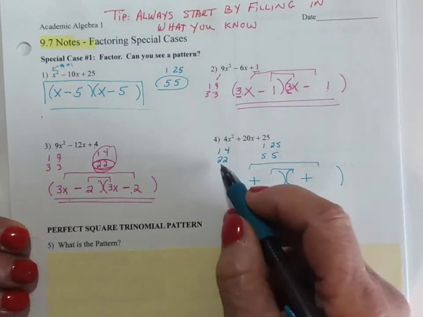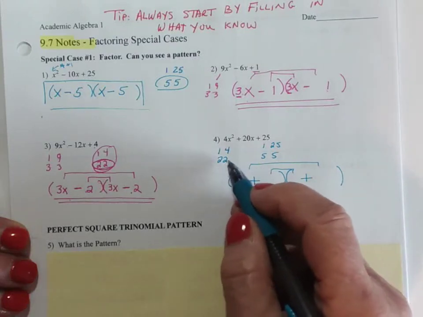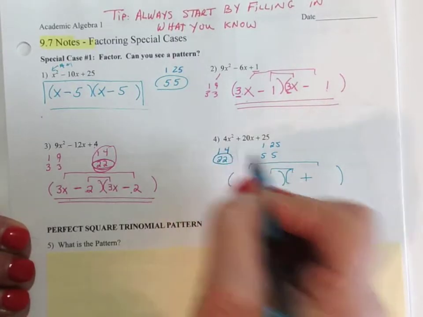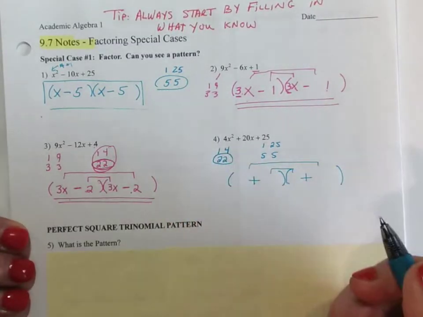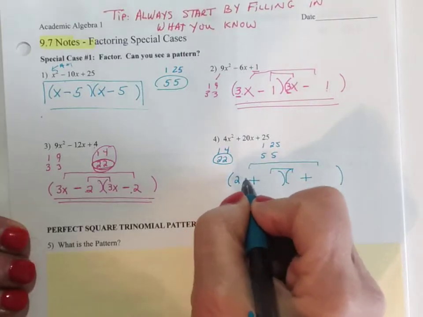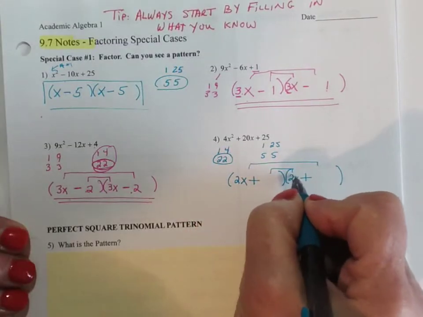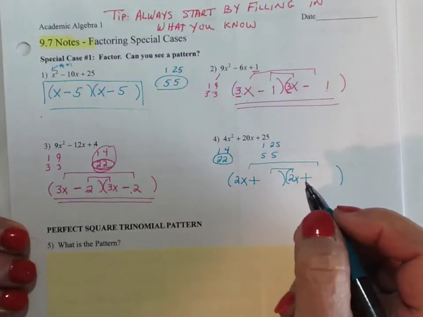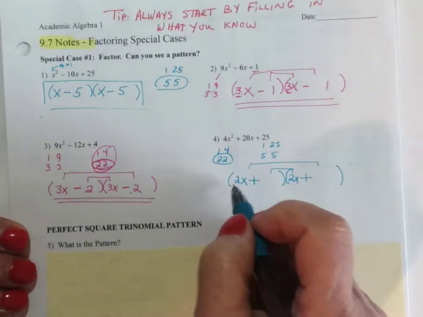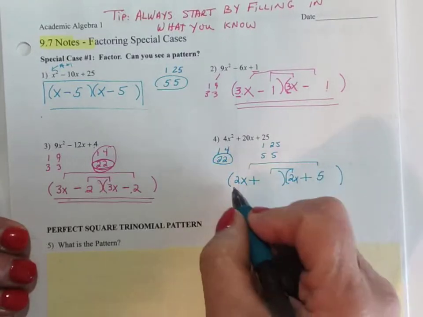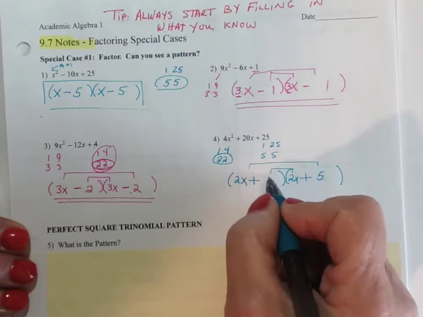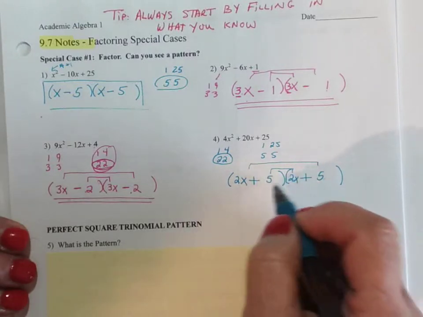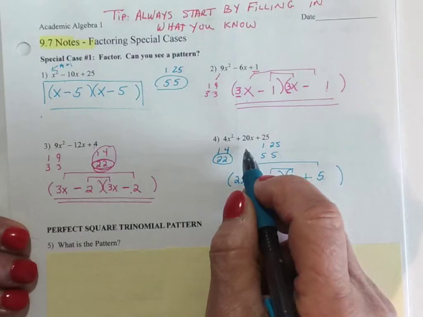And I'm saying, geez, I've been really having good luck using 2 and 2 as opposed to 4 and 1. So I'm going to put 2x and 2x. That's going to give me 4x squared. And I need to get to 20. Well, 2 times 5, that's going to give me 10x. 5 times 2 is 10. So 10x and 10x gives me 20x.